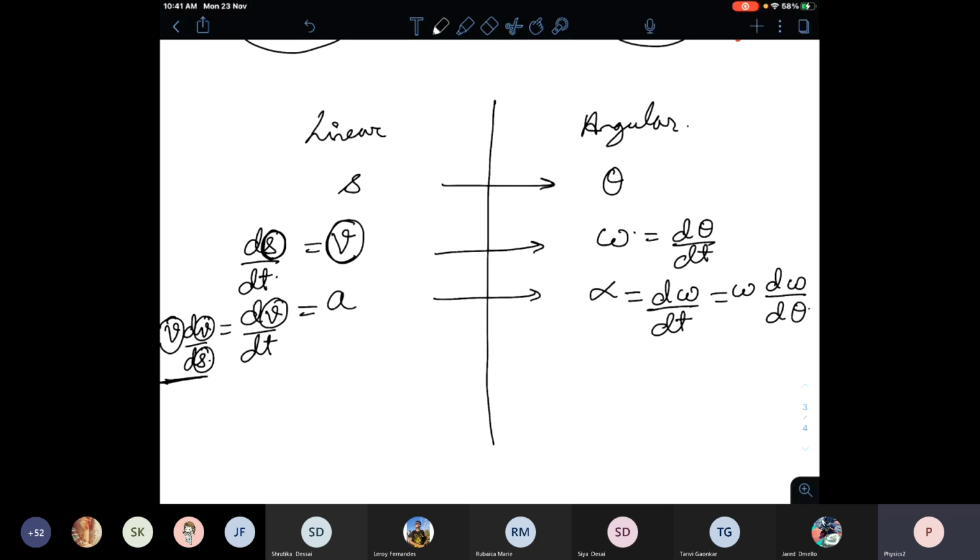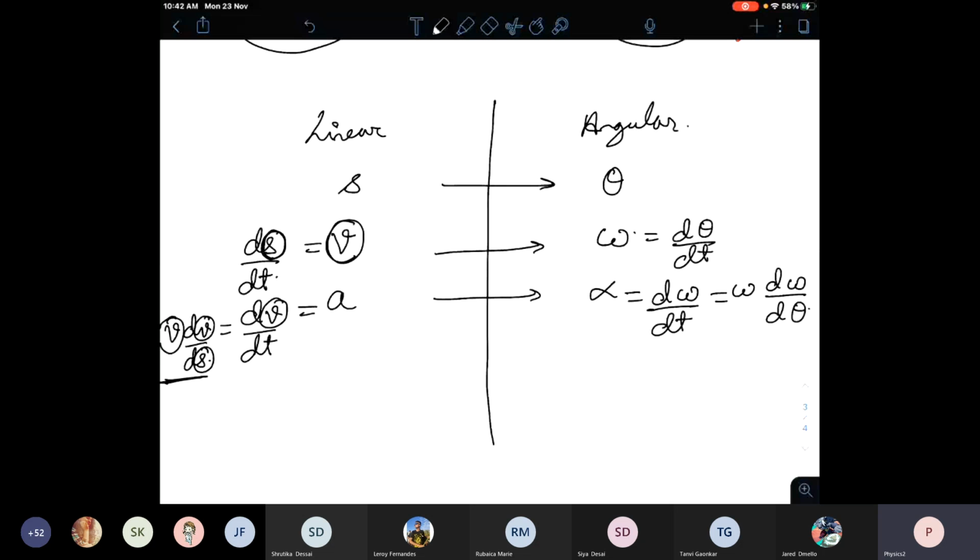Now these are the similarities, but still you cannot say that linear displacement is equal to angular displacement. For our convenience we can replace it in formulas, we can replace it anywhere else. Let's see.